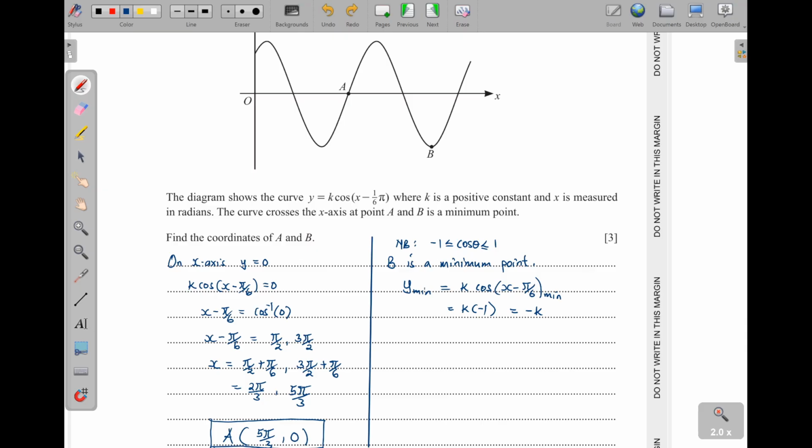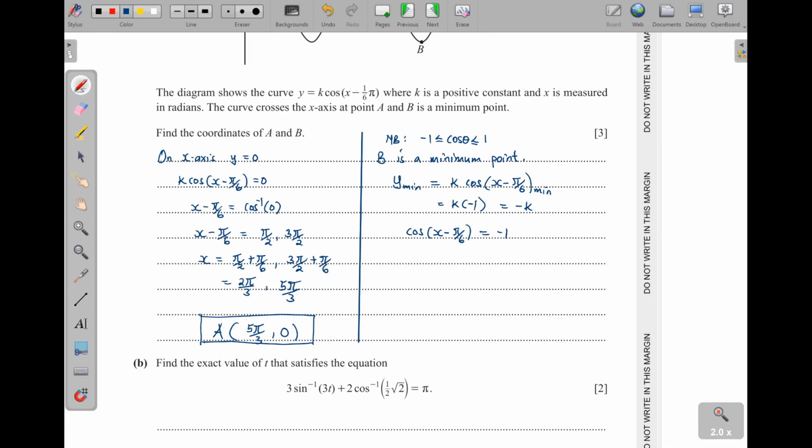Now which x-coordinate corresponds to this minimum value of y? We have seen that it is cosine of (x minus pi over 6), and the minimum that we have equated to -1. So I equate this one to -1. Then after that, take the arc cos. The arc cos of -1 will give us 180. So the first answer will be that 180. And then you come back here, then you say 360 here, then plus the 180. So that means I can have my answer.